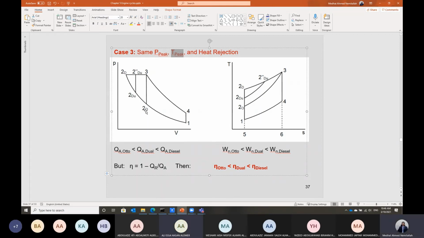Is it the Otto cycle? Higher net work, doctor. Net work. Oh no, this case will be the diesel cycle. Yeah, what is D? Oh, diesel. Okay, yes.